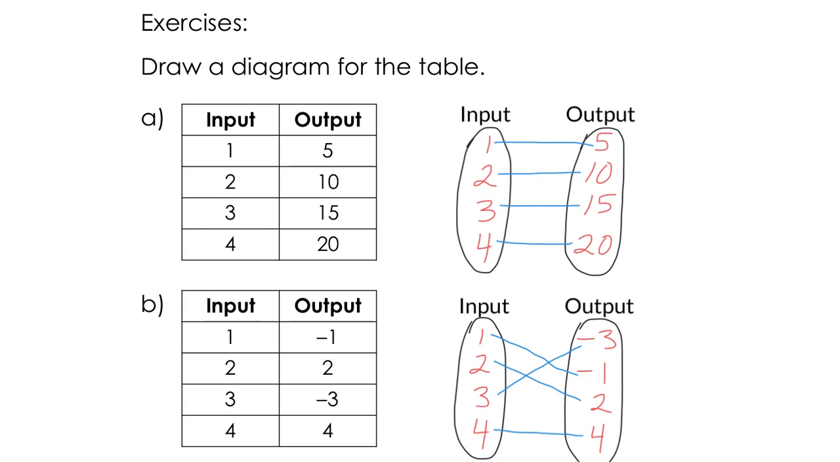The first one was pretty easy. Just looks exactly the same pretty much as the input-output table. The second one, the only real change I made was I just changed the order of the output numbers. I put them in order from lowest to highest. As long as you're putting your lines from the correct input to the correct output, then you're good.